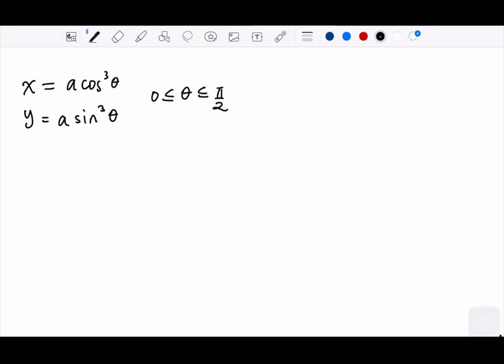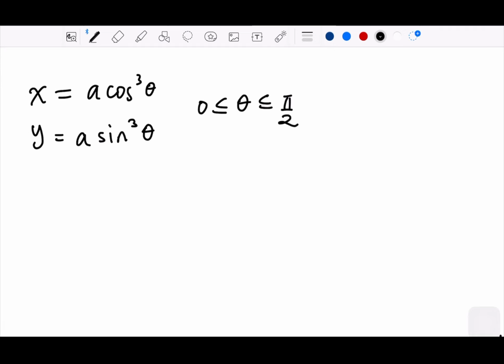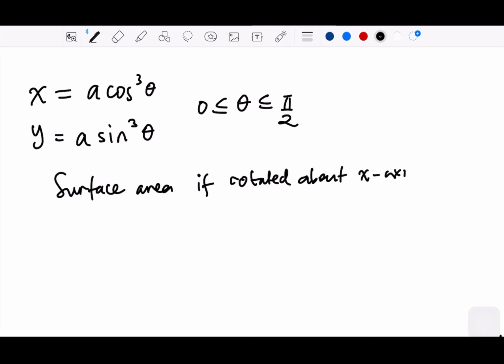Okay, so this is the question on the feedback. It's asking for the surface area if rotated about the x-axis, right? First, we're going to rewrite the formula as 2 pi y dl, right?